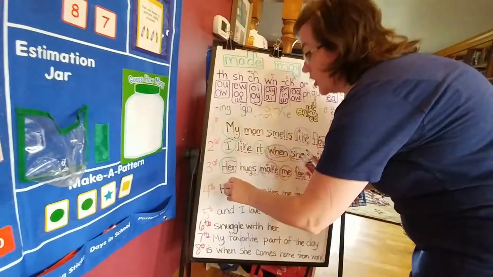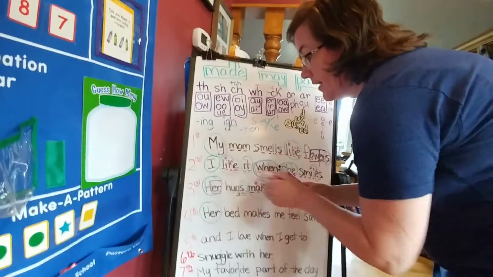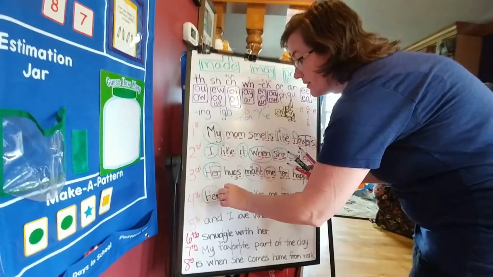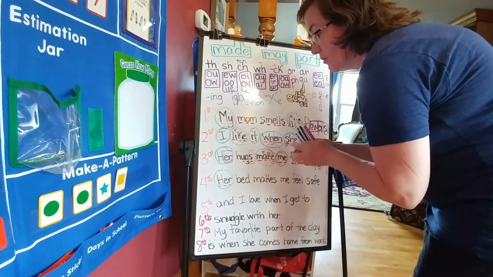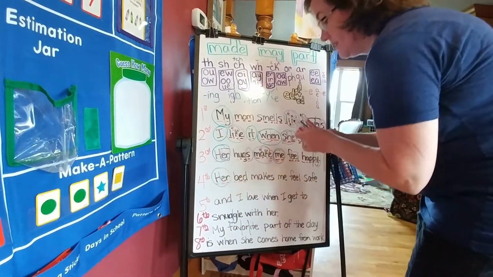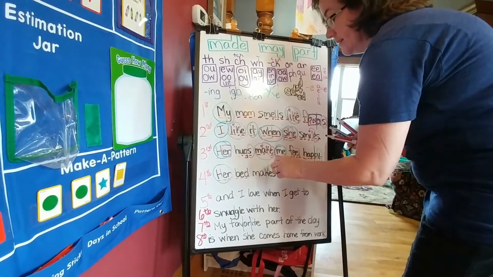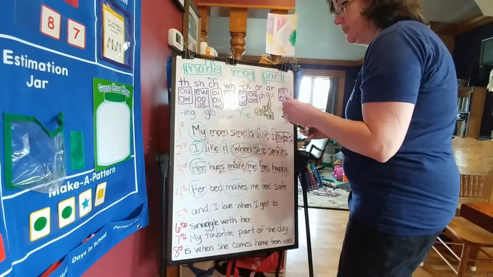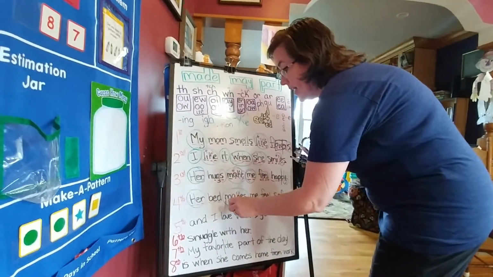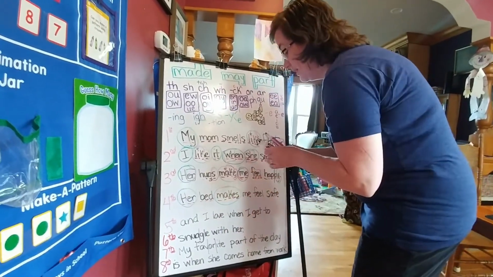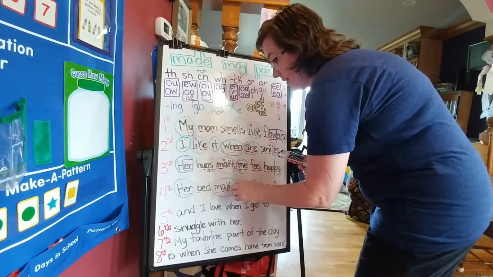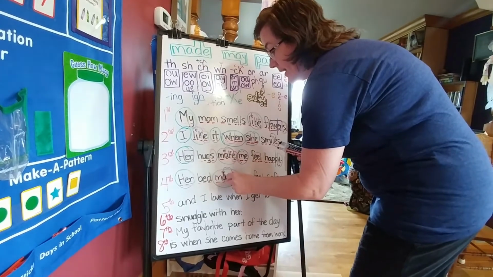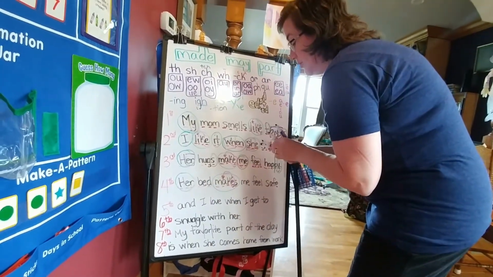Fourth line, sight word her. H-E-R with our letter pair E-R. Word bed, B-E-D. Sight word makes. Now again, this is an action. It's something she's doing, so that S is not more than one. M-A-K-E-S. But it is a silent E. It's making the A say A. Makes. Sight word me.